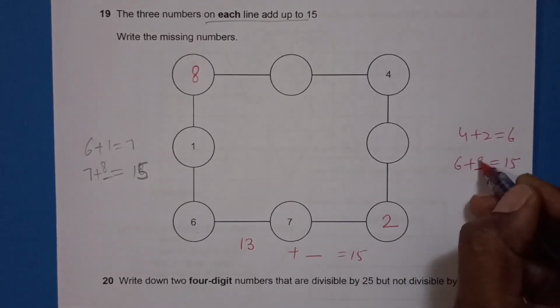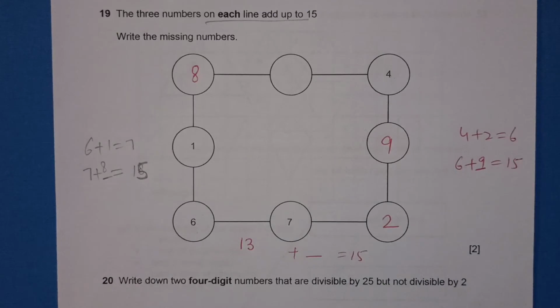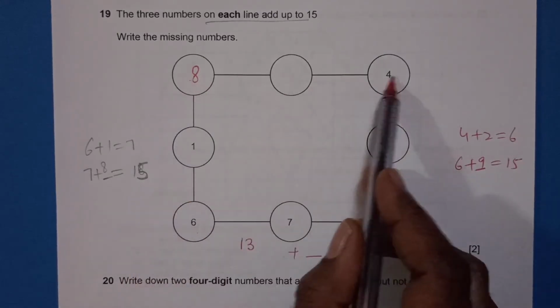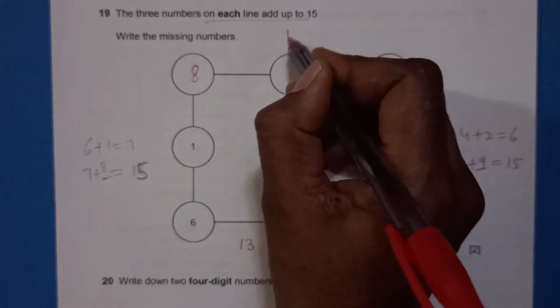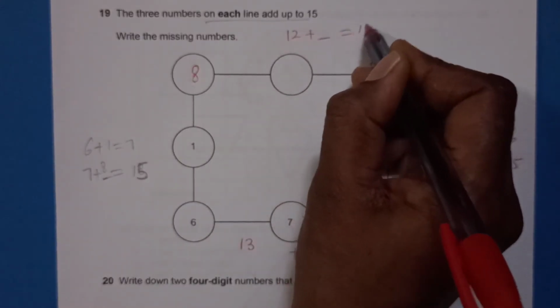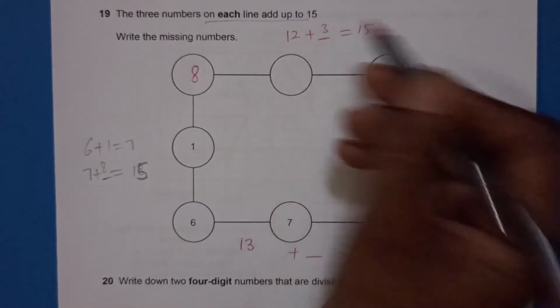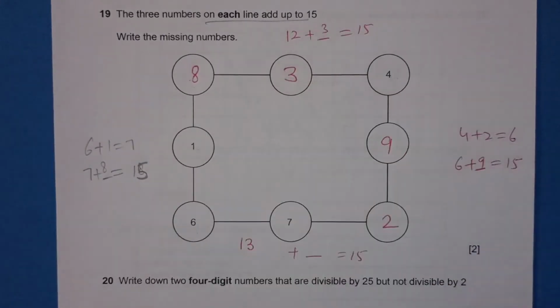So 6 plus 9. Okay, so now we are left with this side only. Now you understood, 8 plus 4, it is 12. So 12 plus what gives you 15? That will be number 3. So this will be 3.